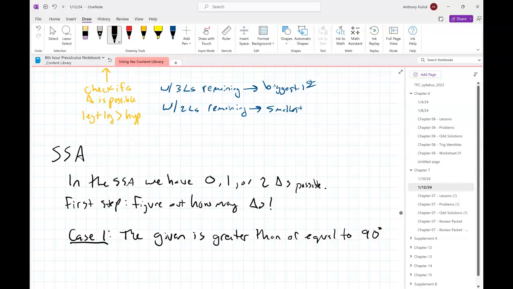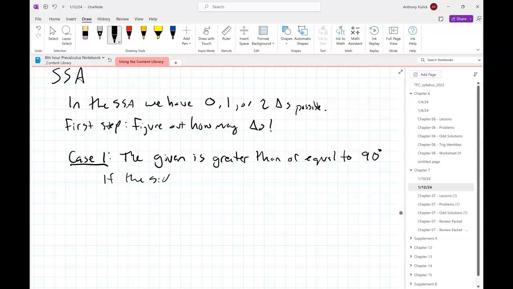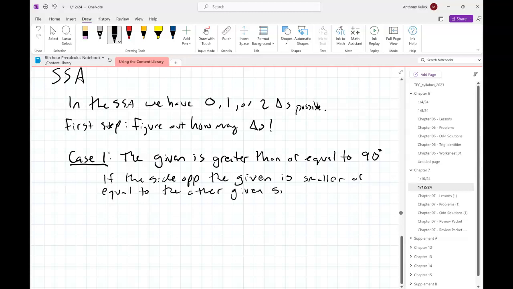So if the given angle is greater than or equal to 90 degrees, and if the side opposite the given angle is smaller or equal to the other given side, then 0 triangles are possible.